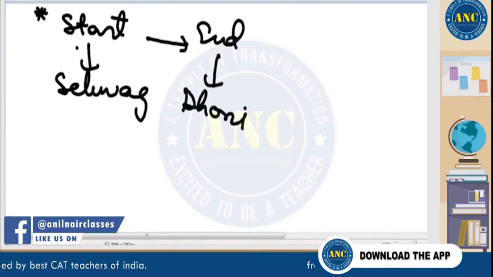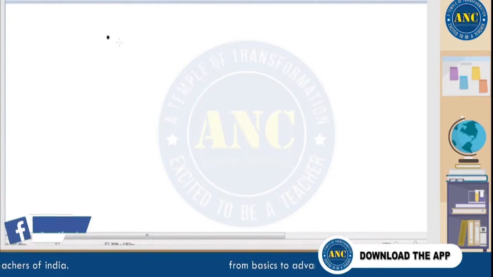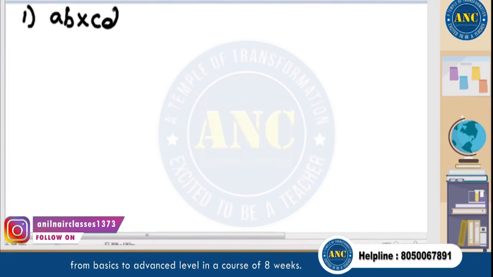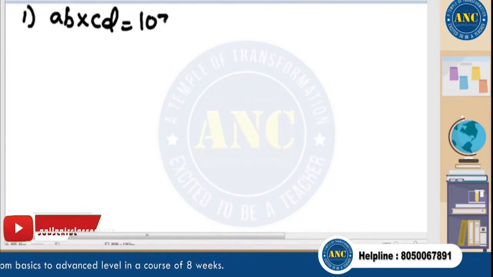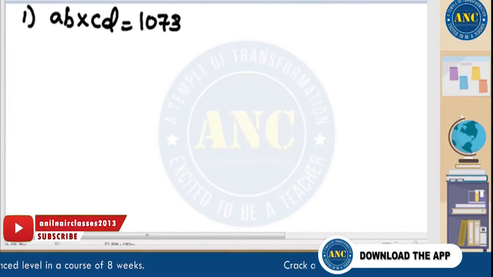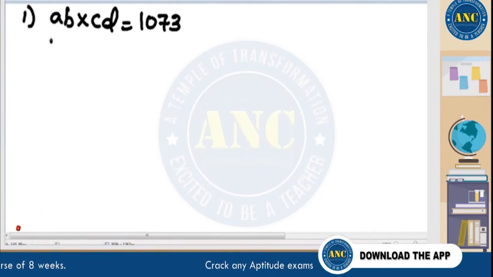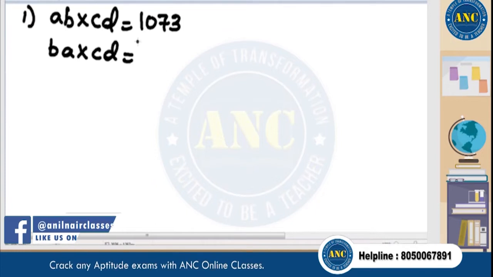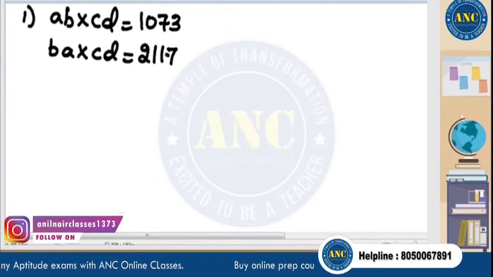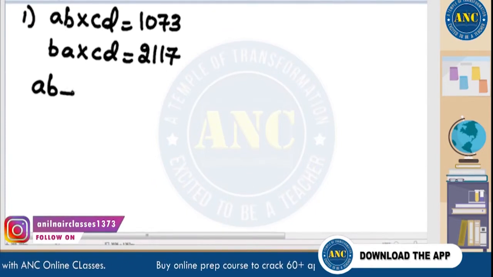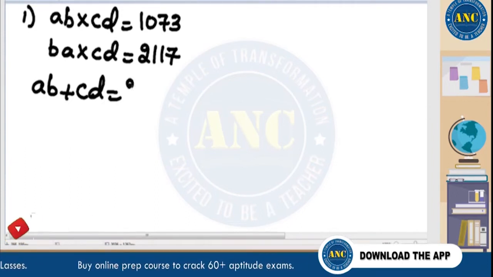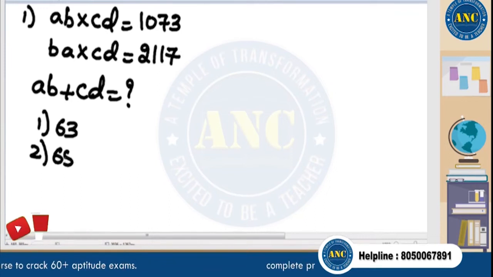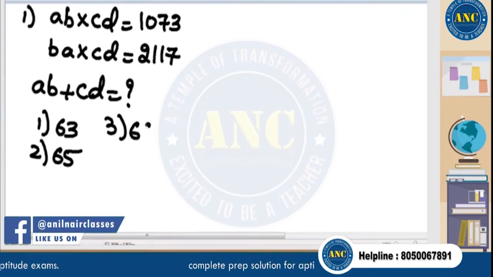Now, one more question. Please write down, sir. This is a management exam question. I will take bank, SSC, original questions as well as management exam questions. AB into CD is 1073. BA into CD is 2117. What is AB plus CD? Options: 63, 65, 66, 67.